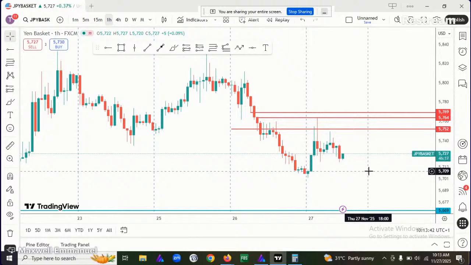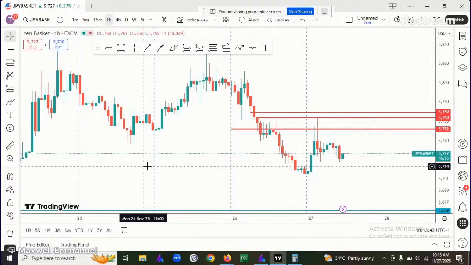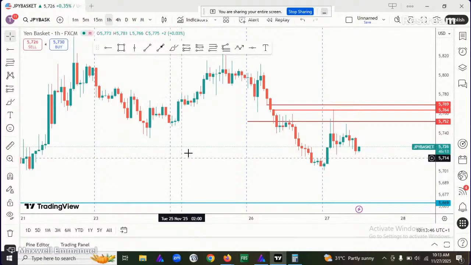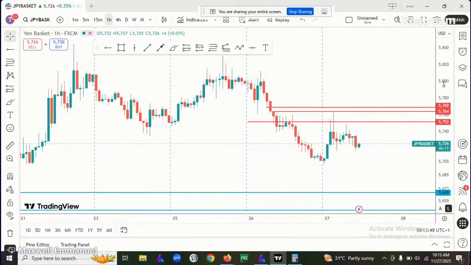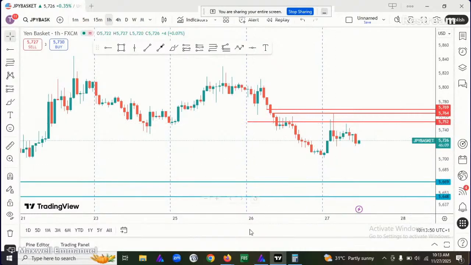All right. So that's my bias for yen. Yen, I am bearish. Dollar, I am bullish. I am bullish on the dollar. So let's go to GBP.